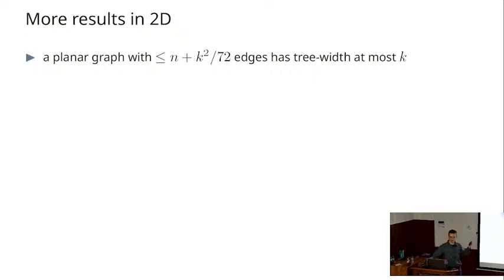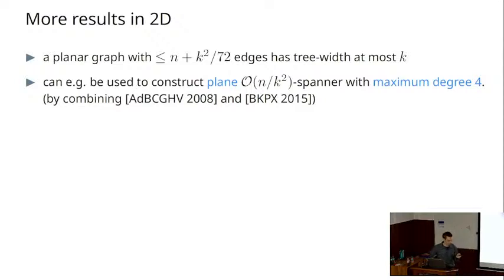So this is only for planar graphs. In general, this is not true. Adding edges might increase the tree width more drastically, but in the planar setting and just above n, this is true. And with this result, we can also, for instance, reuse previous constructions for planar spanners. If we want to have a plane spanner with n divided by k squared extra edges and maximum degree 4, we take this paper that gives you graphs with plane spanners with few edges. This is the one that gives you a maximum degree 4. Combine those, plug that into this bound, and we get this result.